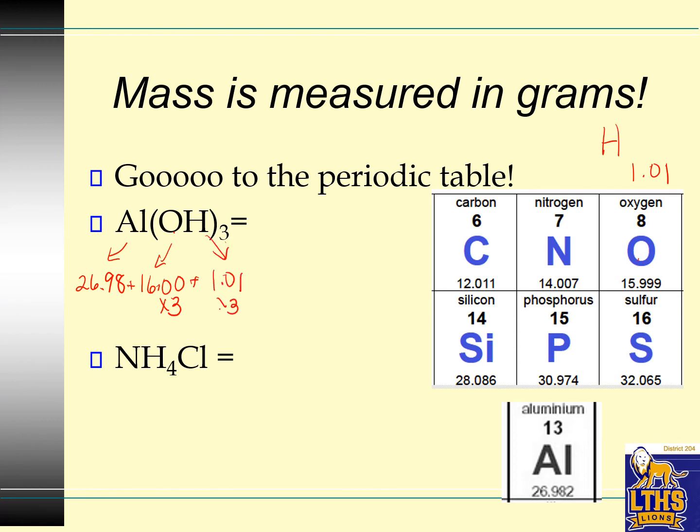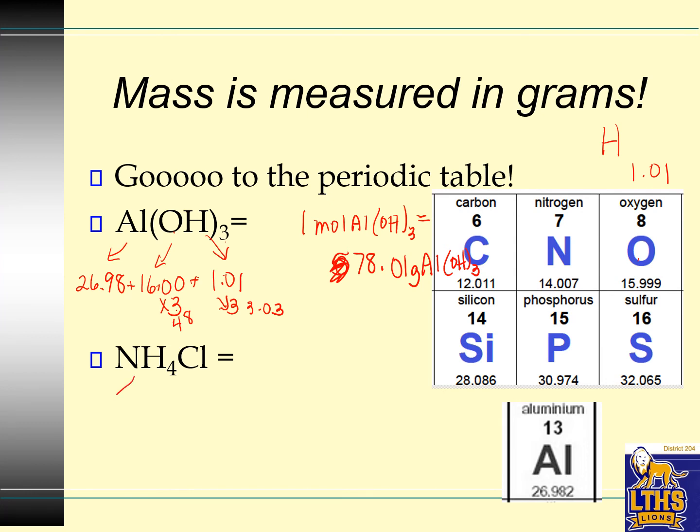If I add all of this together, we find that 1 mole of aluminum hydroxide is going to have a molar mass of 78.01 grams of aluminum hydroxide. All I did was take 3 times 1.01, so this is 3.03, plus 16 times 3, which was 48, and that gives us 78.01.